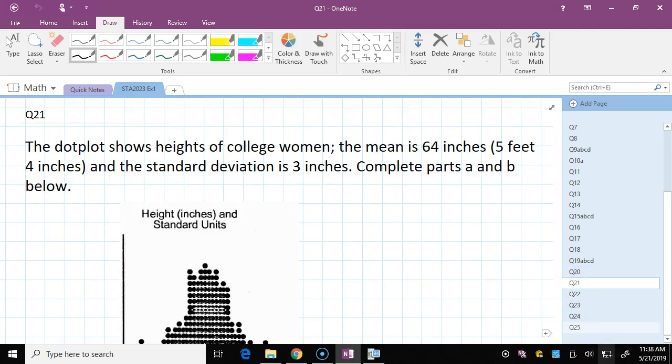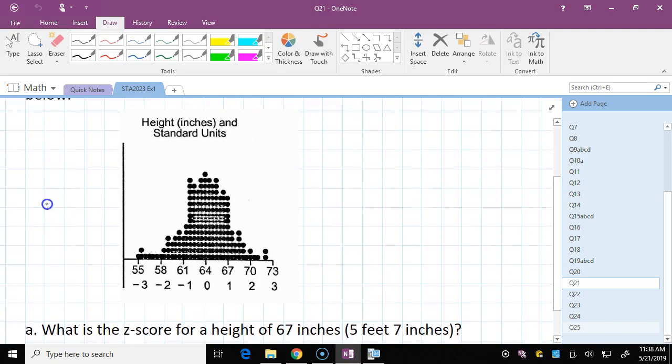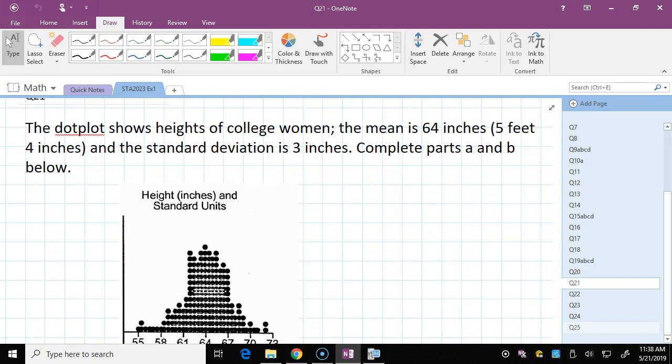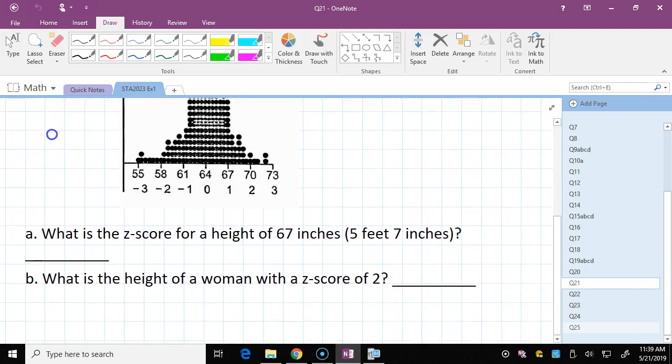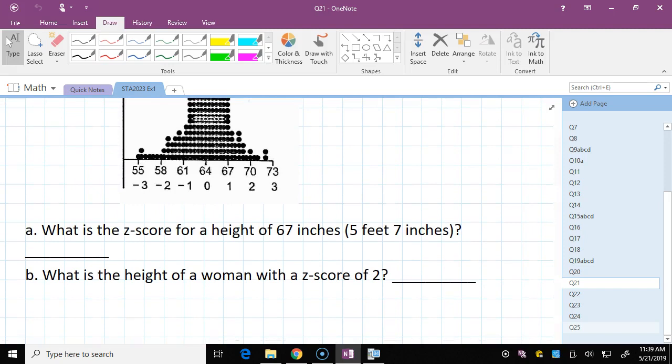All right. So we got a nice little dot plot below. The dot plot shows the height of college women. The mean is 64 inches, which is 5 feet 4 inches. And the standard deviation is 3 inches. Complete parts A and B below. What is the z-score for a height of 67 inches? So what you see right here down below at the bottom, those are the z-scores.